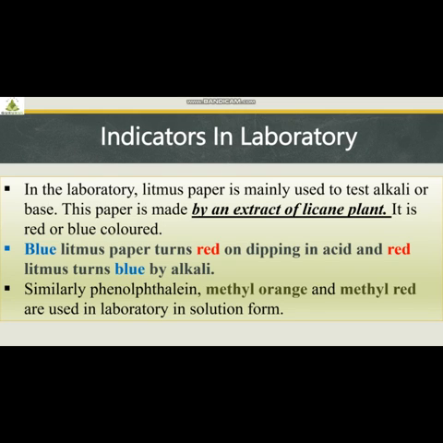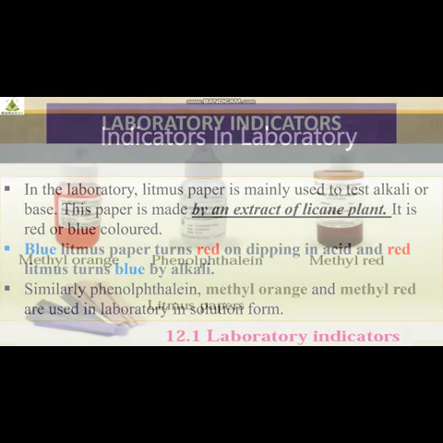Similarly, phenolphthalein. Again, I will repeat the word phenolphthalein, methyl orange and methyl red are used in laboratory in solution form. Now, litmus paper. By the name only we can understand that it is a paper. But phenolphthalein, methyl orange and methyl red, these are what? These are all solutions. Okay, these are in solution form. Even these can be used as indicators.